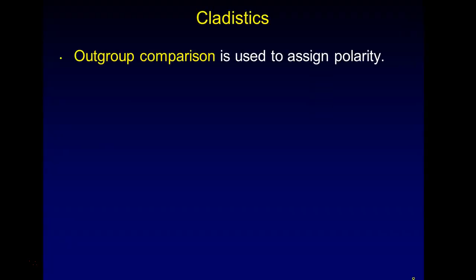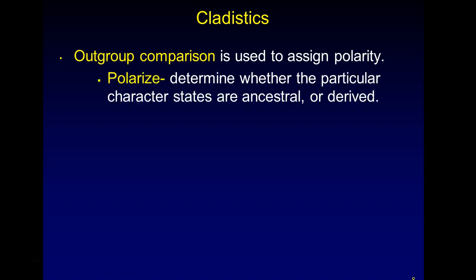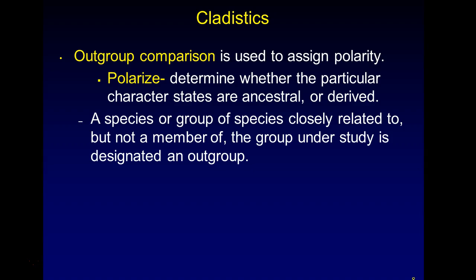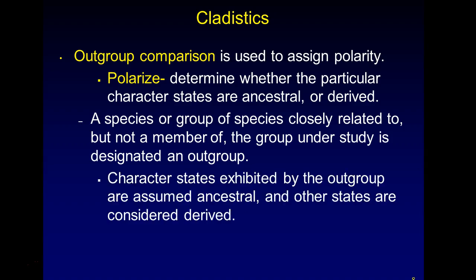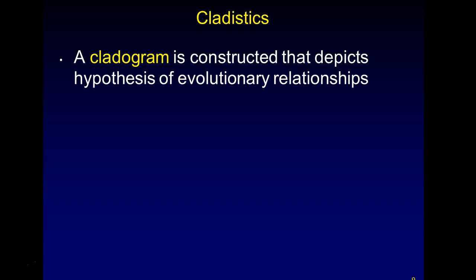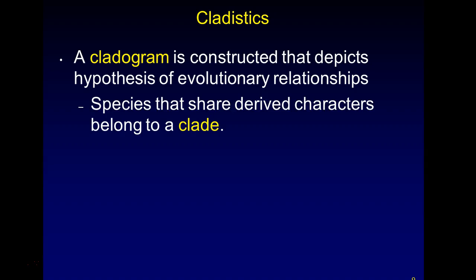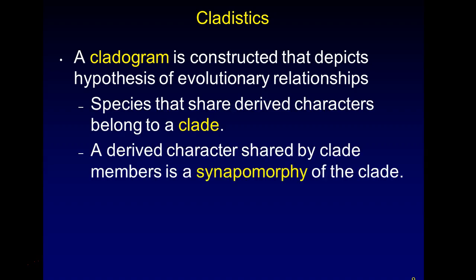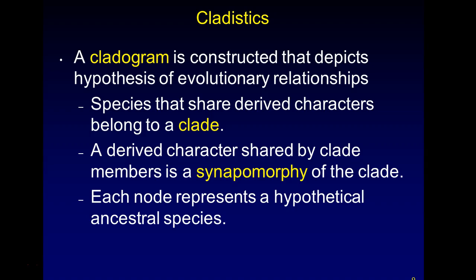We are going to talk about cladistics a little bit, and if this is a review and you feel like you know this stuff, don't write it down, okay? An outgroup comparison is used to assign polarity. To polarize is to determine whether particular character states are ancestral or derived. A species or group of species closely related to, but not a member of, the group under study is designated an outgroup. Character states exhibited by the outgroup are assumed ancestral, and other states are considered derived. A cladogram is constructed that depicts a hypothesis of evolutionary relationships. Species that share derived characters belong to a clade. A derived character shared by clade members is a synapomorphy of the clade. Again, a word we've talked about before. Each node represents a hypothetical ancestral species.